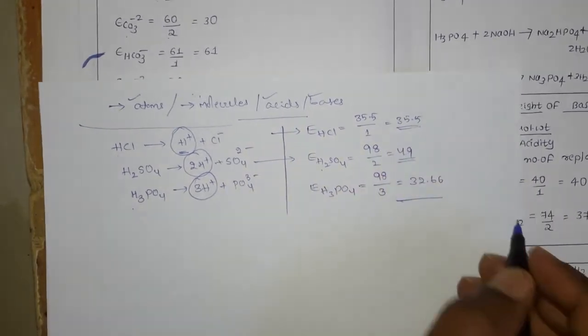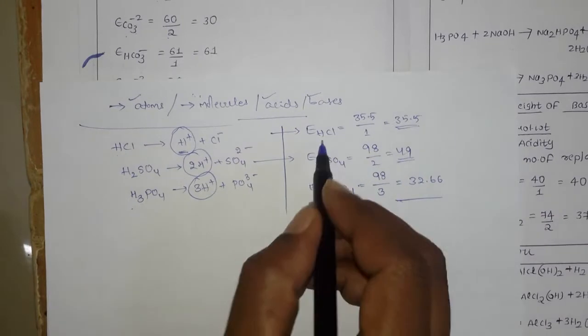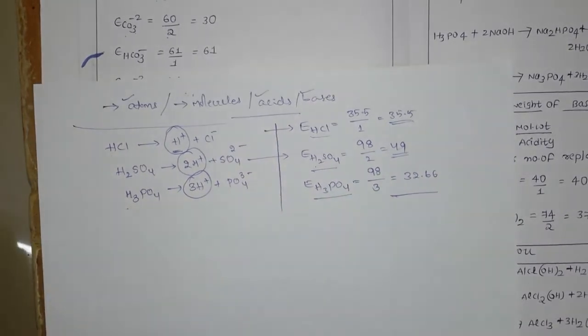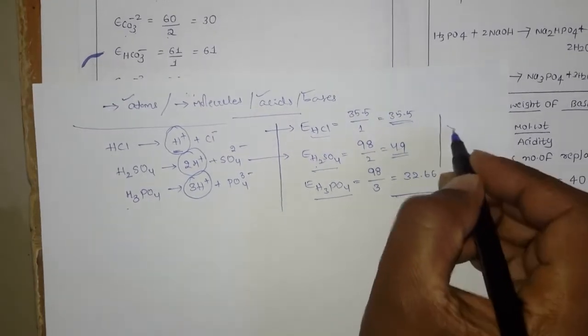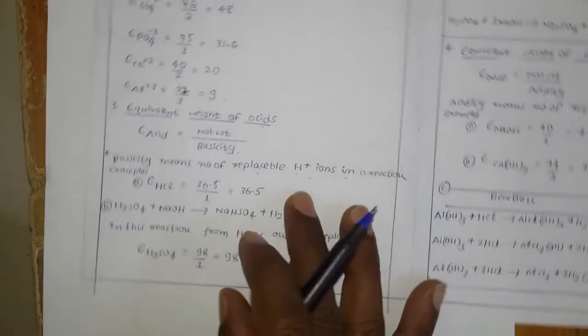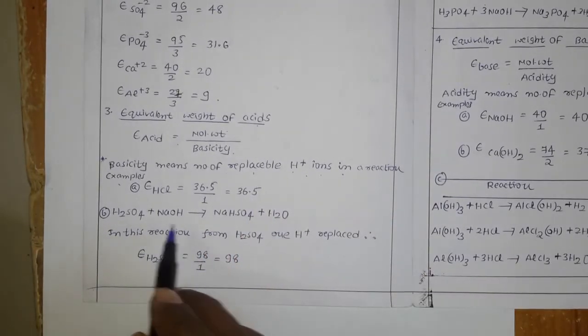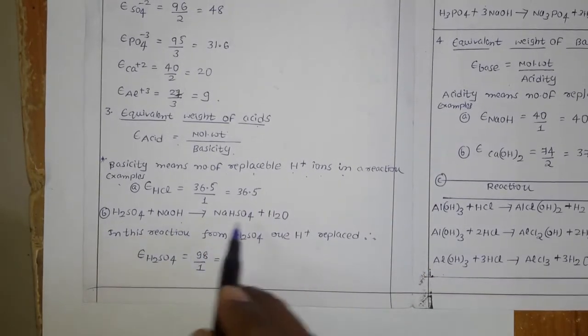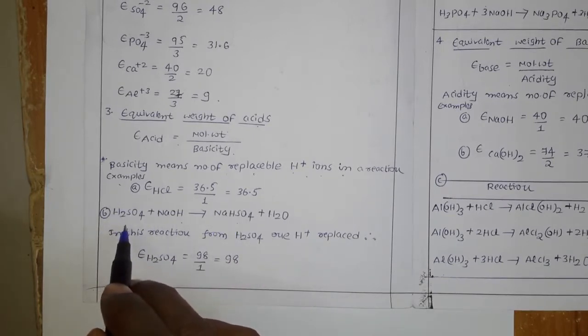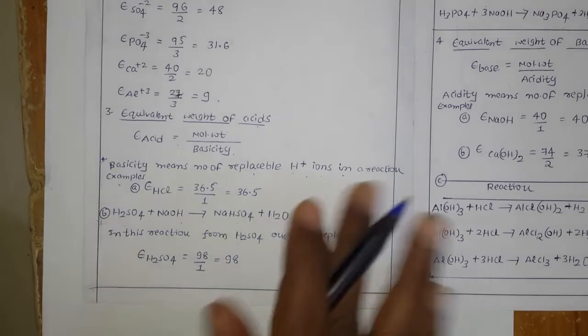These are the equivalent weights for HCl, H2SO4 and H3PO4. Okay, right. This is the only thing you have to remember. Suppose in your notes some reactions are there like this: H2SO4 reacting with sodium hydroxide and it gives like this. So in this, a total of 1 H plus is replacing. So now you need not worry about all these reactions.